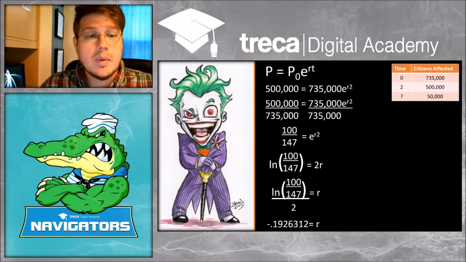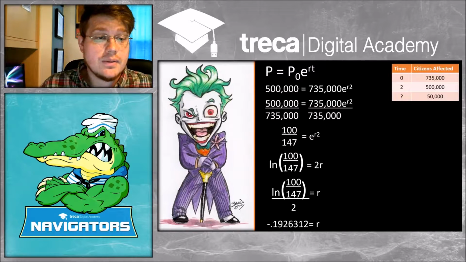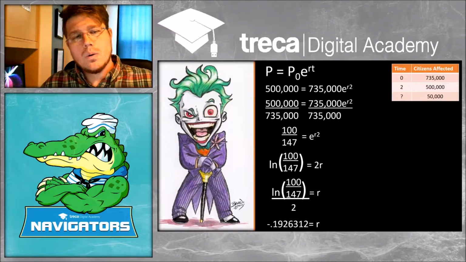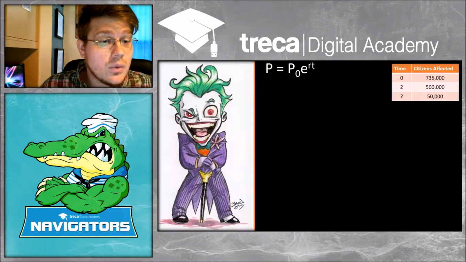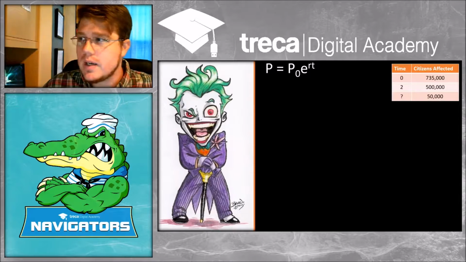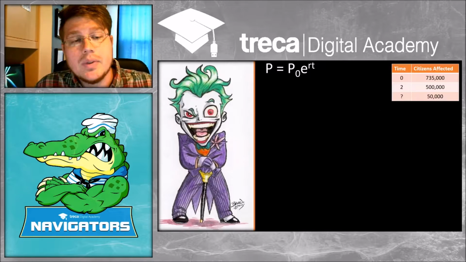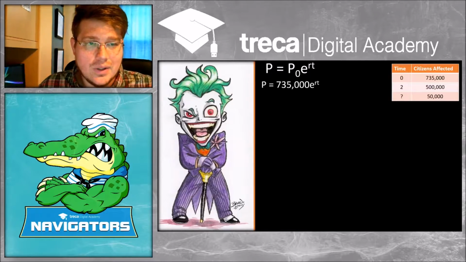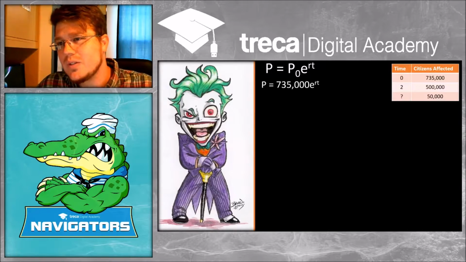So after we found R, we have everything we need to find out when 50,000 people are infected. So let's take a deep breath, and let's clear our board. Again, we're going to start with our formula of P equals P sub 0 times e raised to the rt power. Our starting population, P sub 0, is still 735,000 people. That's not going to change. We can plug that right in. We have found our constant of growth. That's what we just did.